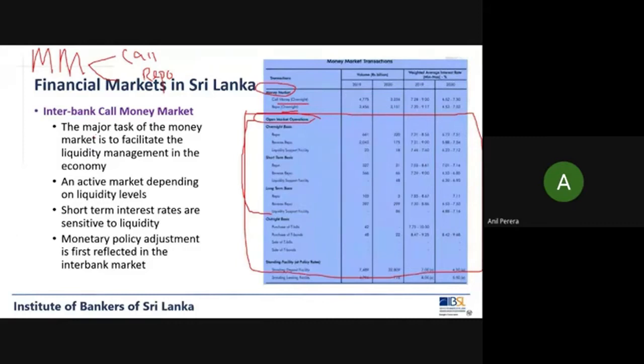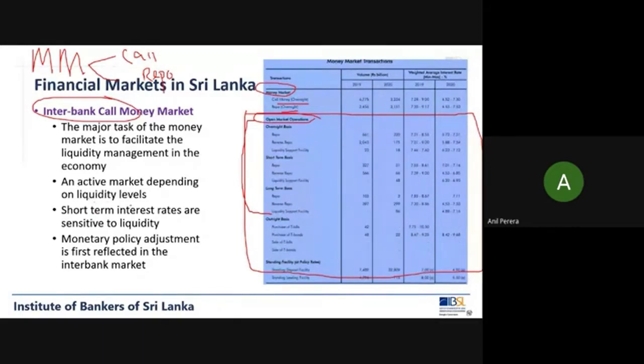That is happening in the interbank call money market. So this is a very active market depending on the liquidity levels in the banking sector. Liquidity level means excess money, as I said, right? And short-term interest rates are very sensitive to this in this market because that is reflected by the liquidity levels.